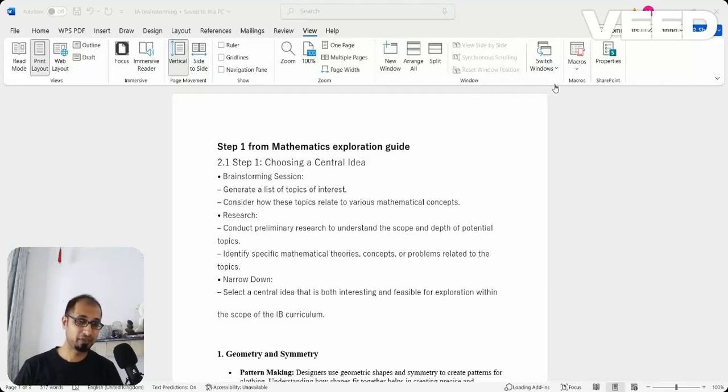Hi guys, in this video I'm going to show you how to choose your central idea for the math exploration. It's basically step one of the Kindle book I've recently published, and it shows you how to actually start your math exploration. It's a 5-step process, and I'm going to explore step one.